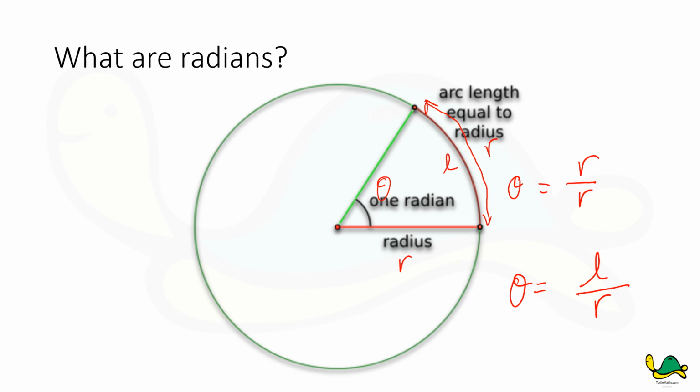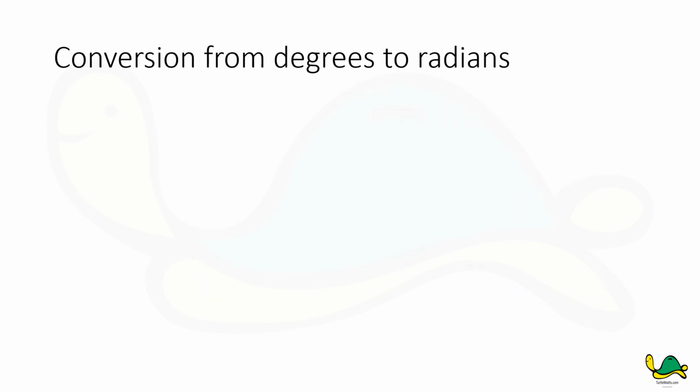So let's move to the next part. Conversion from degrees to radians. Let's say we have got an angle which is given to us in degrees. Here, I will try to explain the formula with an example.